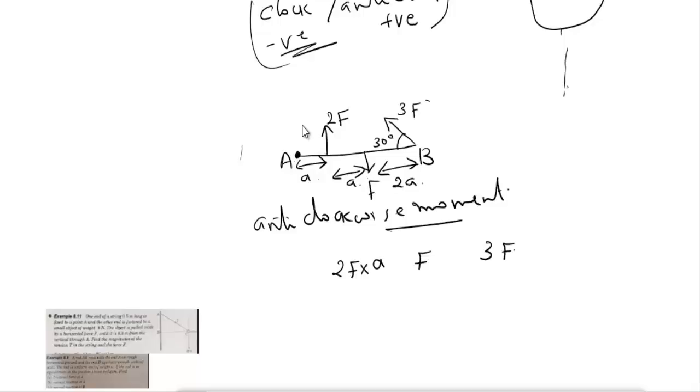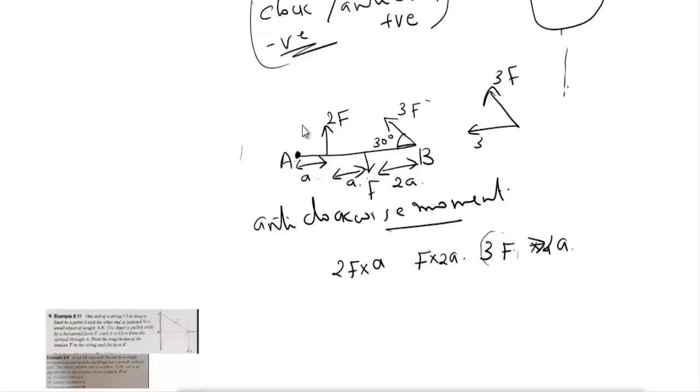Okay, and here F is acting at a perpendicular distance of 2A. So here we can represent it as F into 2A, and 3F is at a distance 4A. But here this 3F is not perpendicular to A, right? 3F is at a distance 4A. So when we are considering that distance, through the point AB, I can divide this 3F into components.